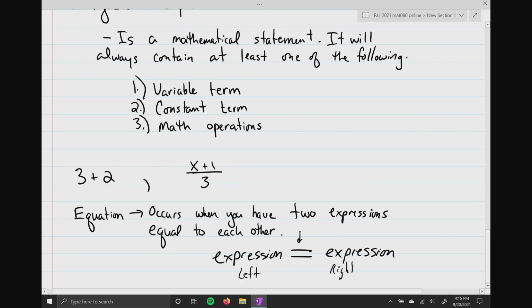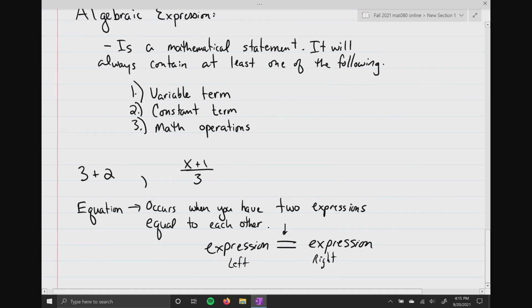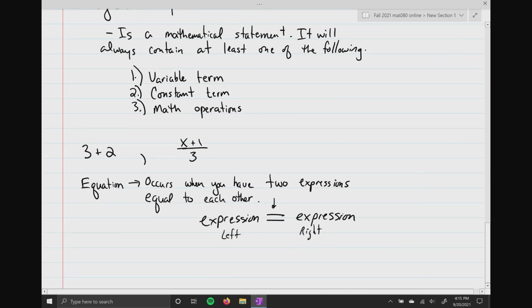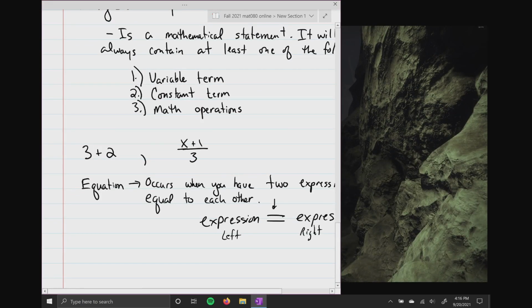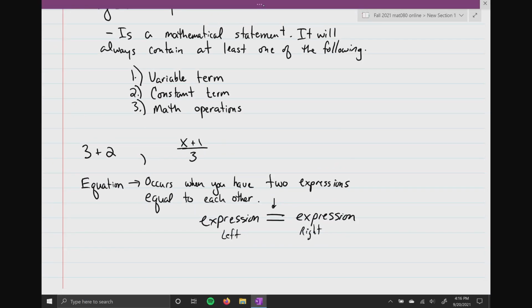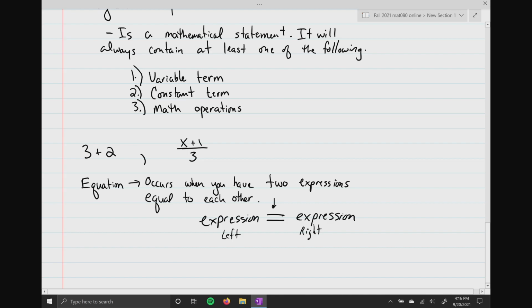So notice with an equation, and I'm going to zoom out here a little bit so you can see the words algebraic expression, because I think it's really important right now. So notice with an equation, you have sides. You have a left side, you have a right side. Oh, I hate when that happens. That's all right, though. We adapt. So with an equation, you have an expression on the left and an expression on the right.